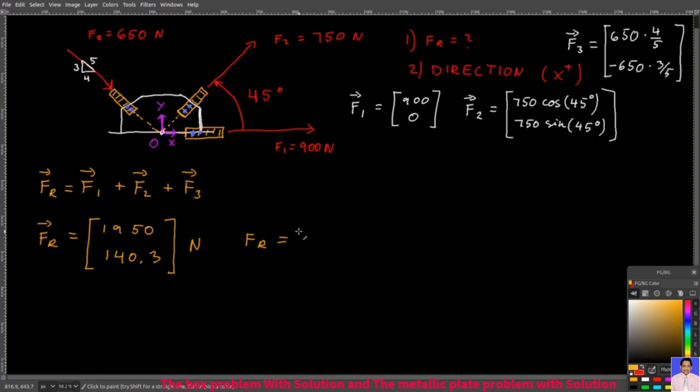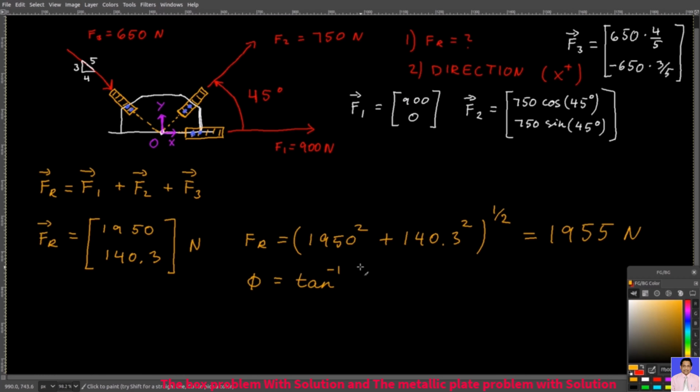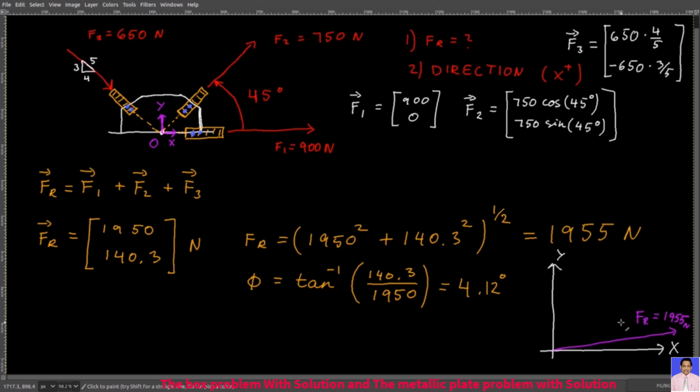Then the magnitude of Fr equals the square root of 1950 squared plus 140.3 squared, and you will get 1955 newtons as your magnitude. Again, since both components are positive, that means that you're in the first quadrant, and the angle from the positive x-axis is inverse tangent, and then you take the y component and divide it by the x component, and you will get 4.12 degrees. And so your Fr vector will be something like this, and here you will have your phi. And that's how you solve this problem. Thank you very much.